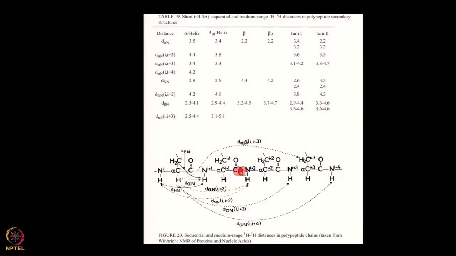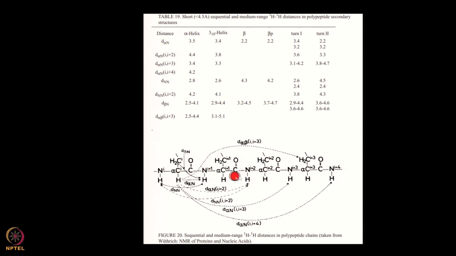Our next job is to assign the individual spin systems to specific residues along the polypeptide chain. Now this is done from the NOESY spectrum. How? Let us look at this here.